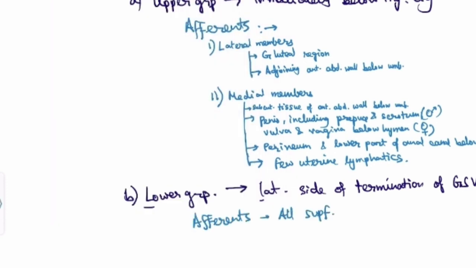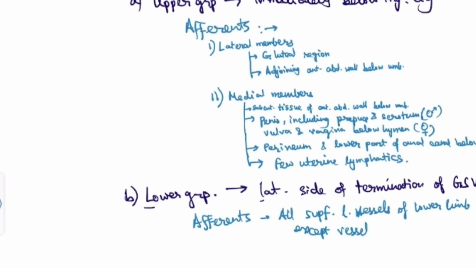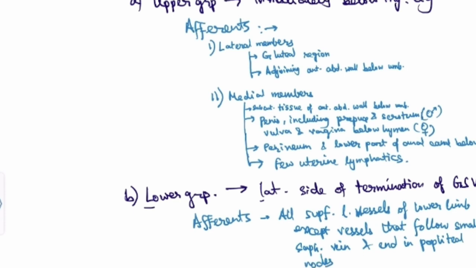All superficial lymph vessels, I'm writing L vessels, lymph vessels of the lower limb, except vessels that follow the small saphenous vein and end in the popliteal nodes. So some vessels follow the small saphenous vein and end in the popliteal nodes. Because in the popliteal fossa there were some lymph nodes and some fibrofatty tissue present, I hope you remember.